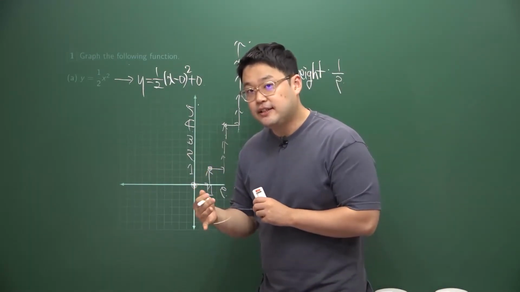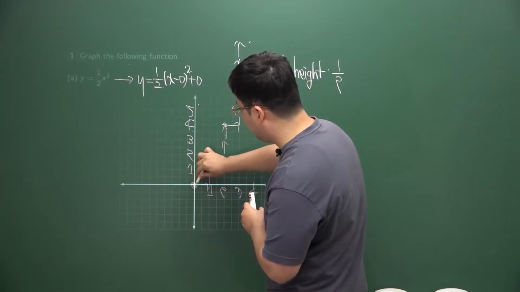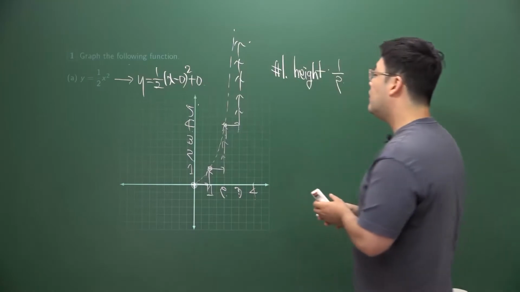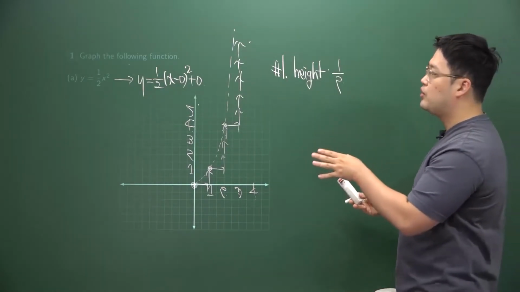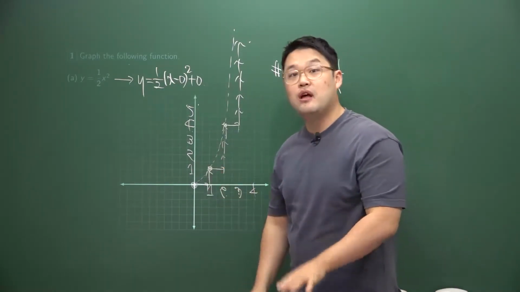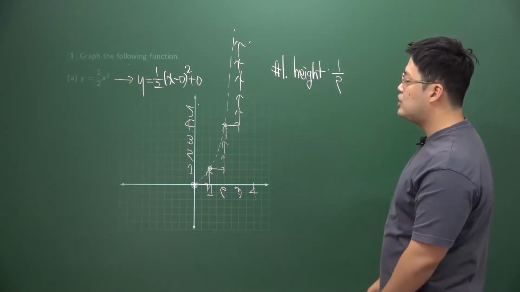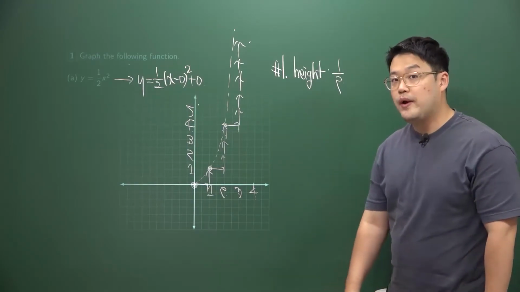Should I sketch it with the dashed curve? Yes, let's use the dashed line. So we've been sketching the dashed curve. That's not the function that we want. That's not the graph of the function that we have to draw. I just drew y equals x squared.